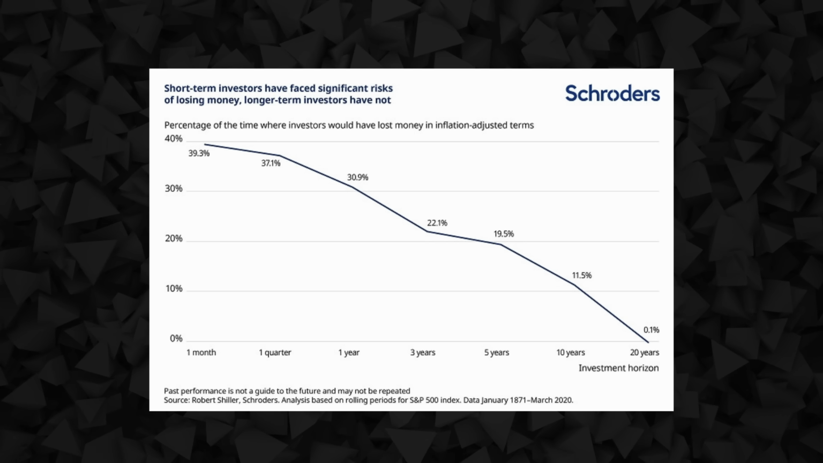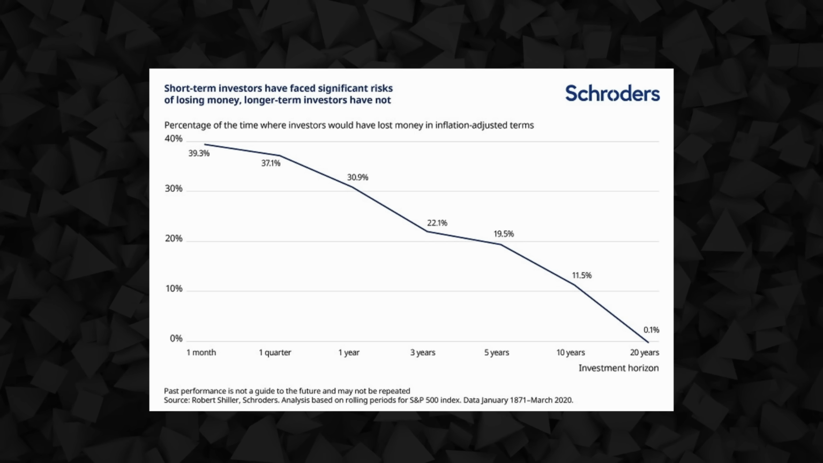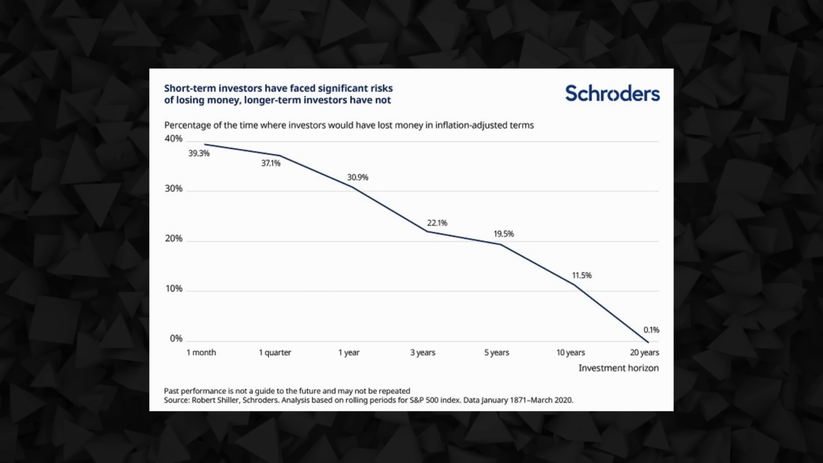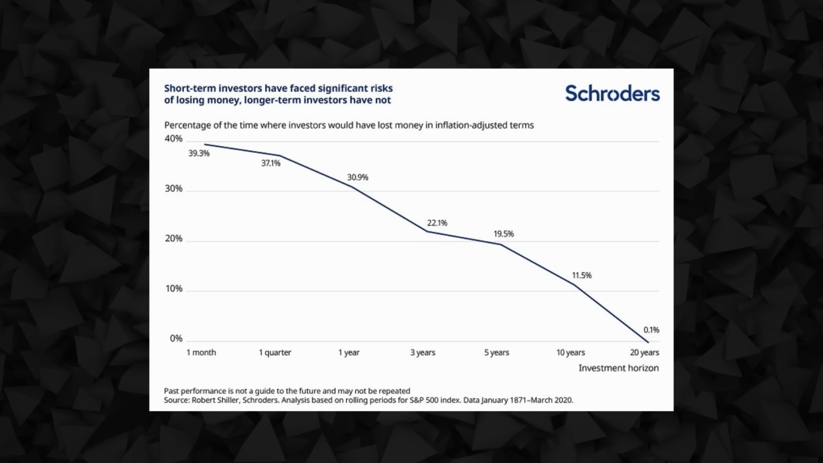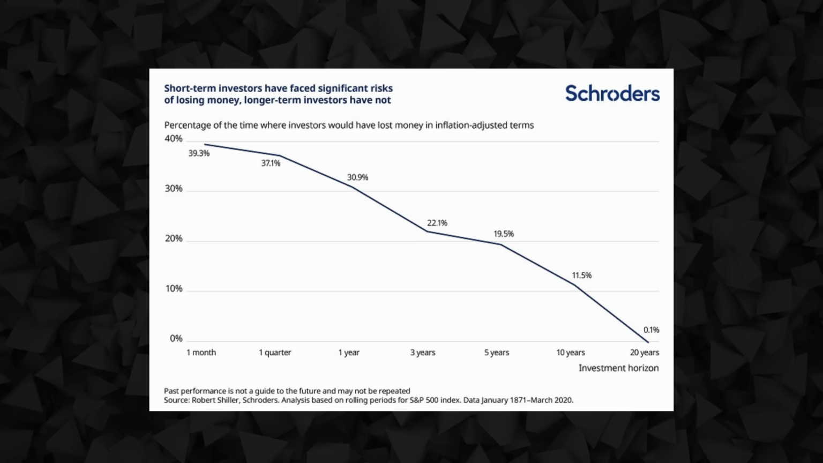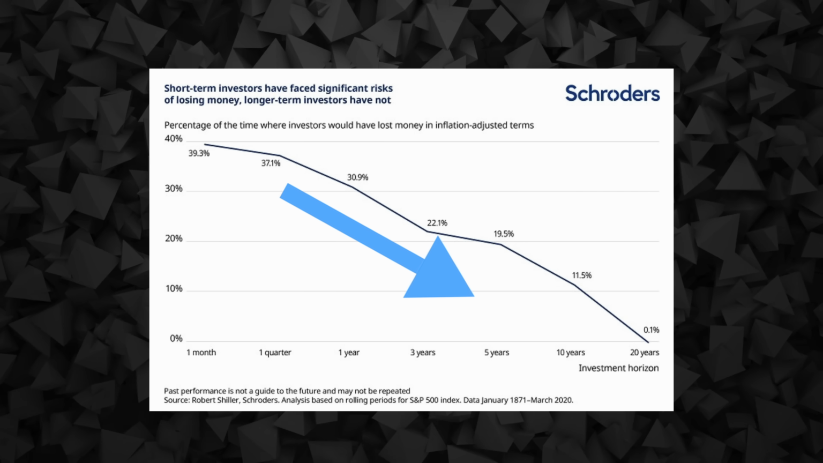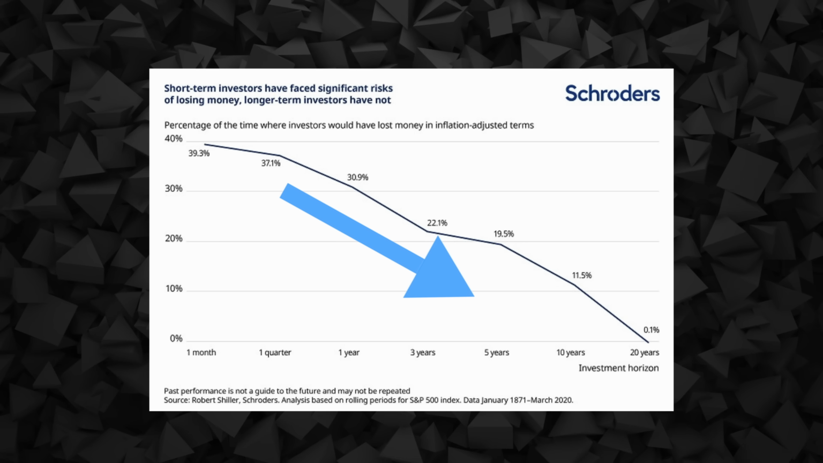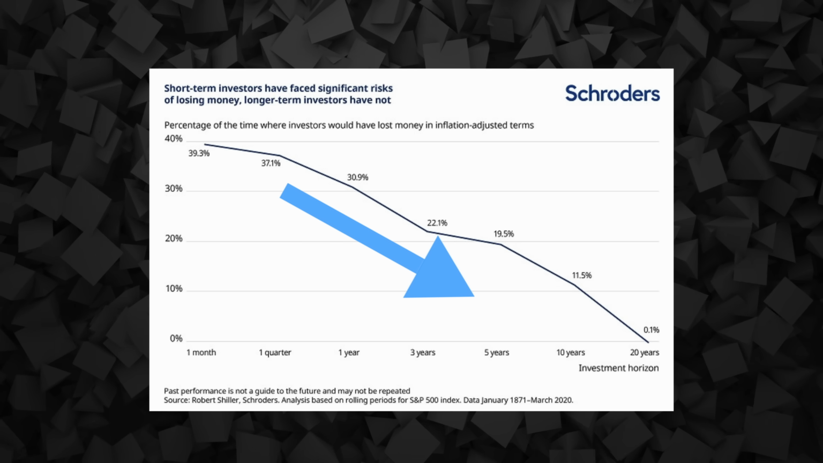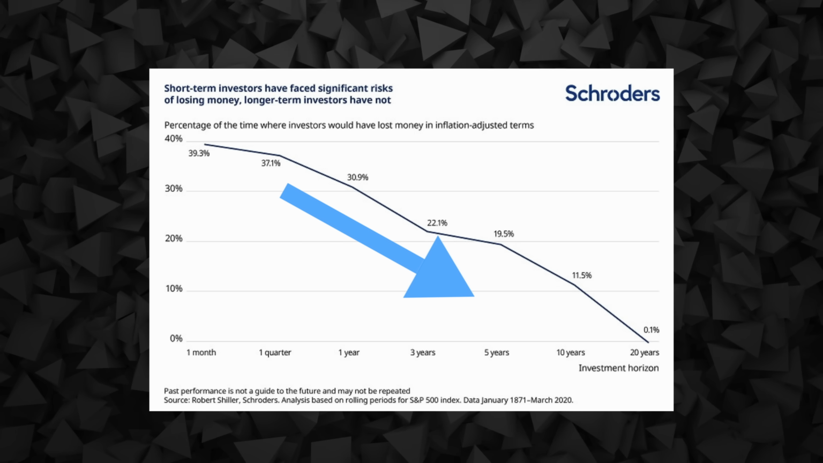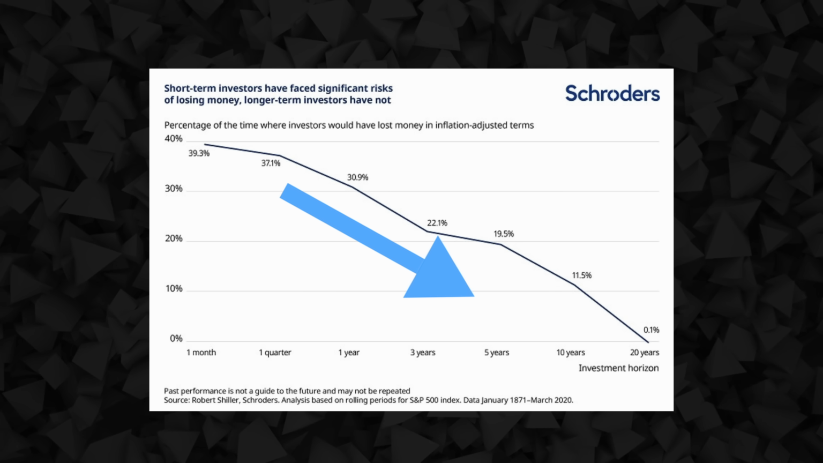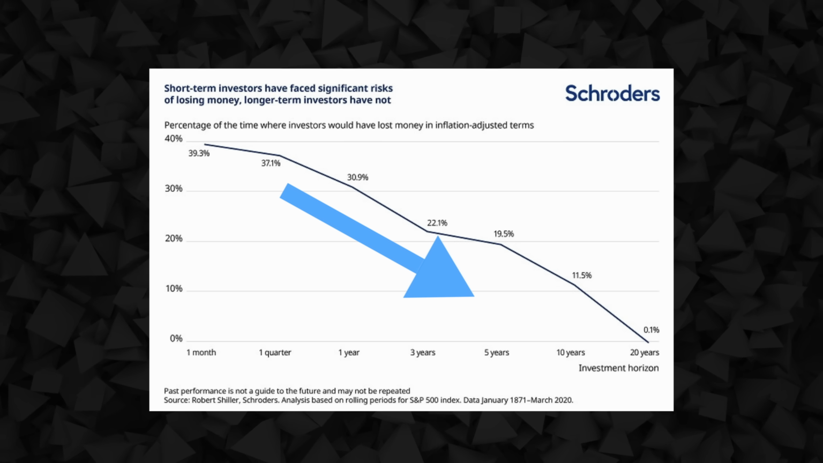Have a look at this. On screen now is a graph showing the percentage of time investors would have lost money depending on how long they've stayed invested. You'll notice one very simple takeaway from this data, which goes back all the way until 1871, and that is the longer you stay invested, the much lower chance you would have had of losing money in real terms.